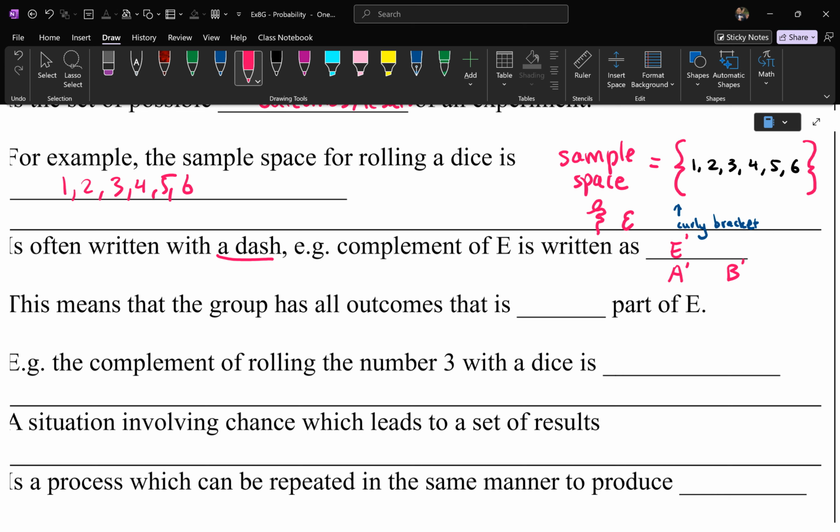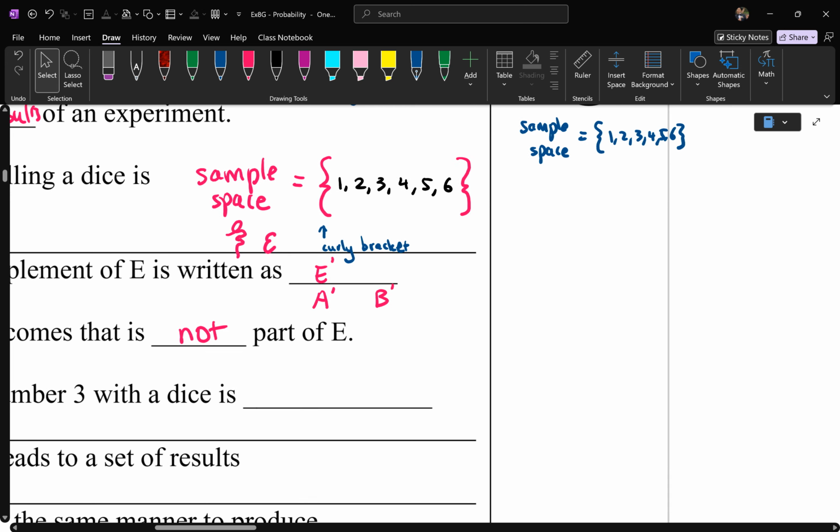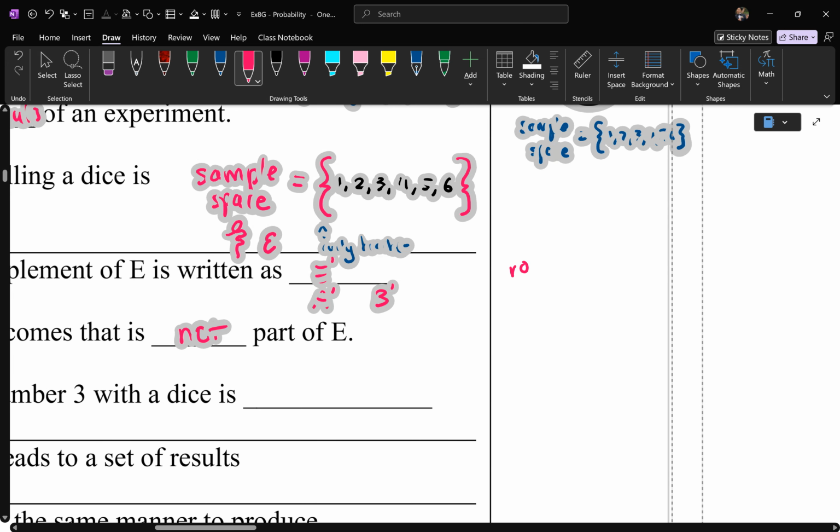So what does the dash mean and what's the complement? The complement means that group, so group E or group A or group B, has all the outcomes that are not part of that group. I know that sounds very confusing, so let's make an example for you to understand. Rolling a dice.